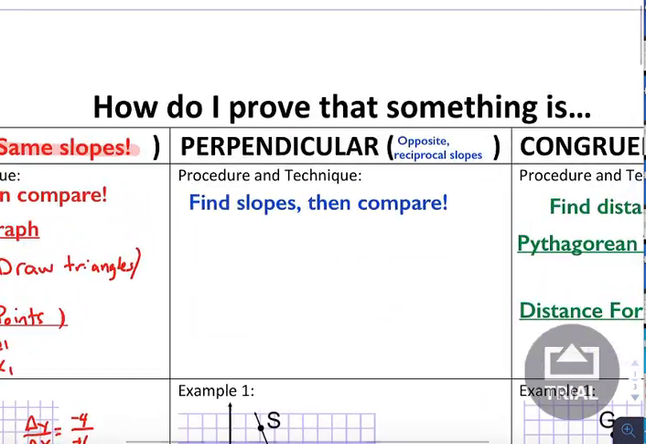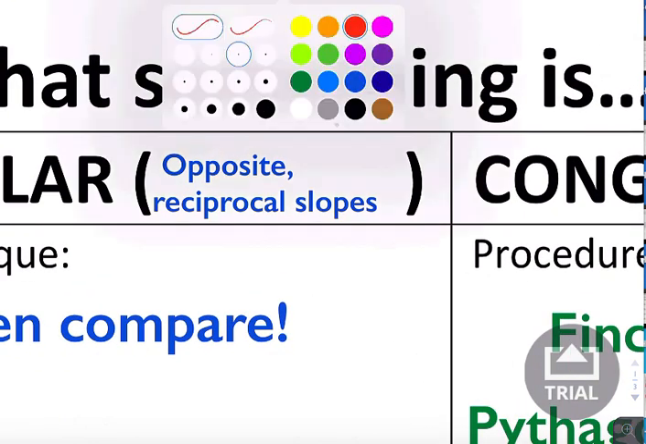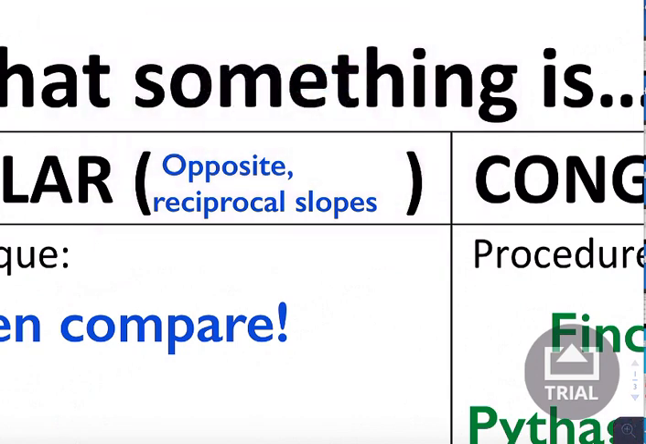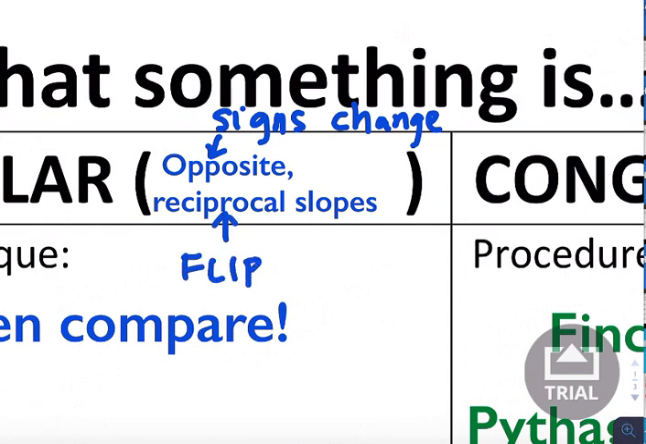Okay, let's go to the top. Let's talk about perpendicular now. And so the thing about perpendicularity is that, again, you're comparing slopes, but now we're going to compare opposite reciprocal slopes. And so opposite just means that the signs change. And so if it was positive, then it changes to negative. If it's negative, then it changes to positive when you're comparing the two slopes. Reciprocal just means that they flip. Okay? And so if it was A over B, then it flips to B over A.